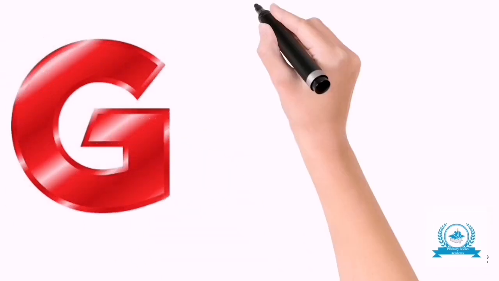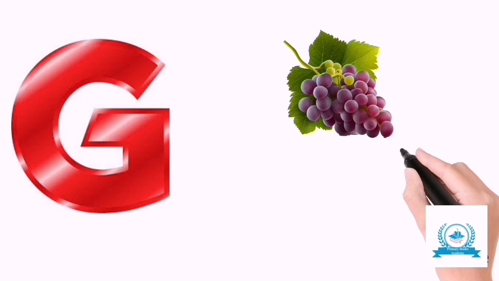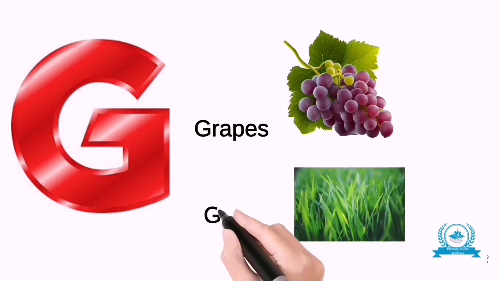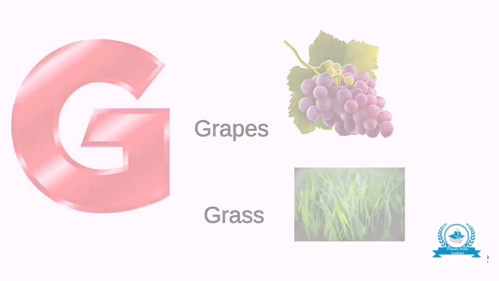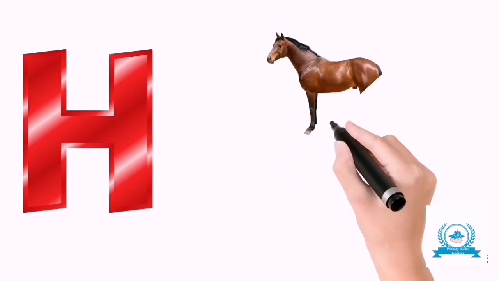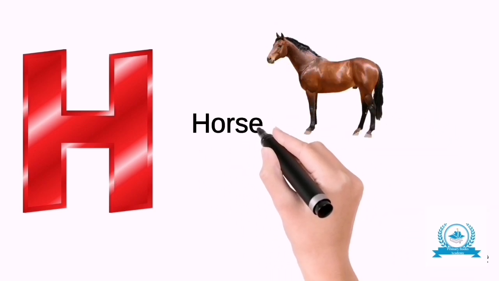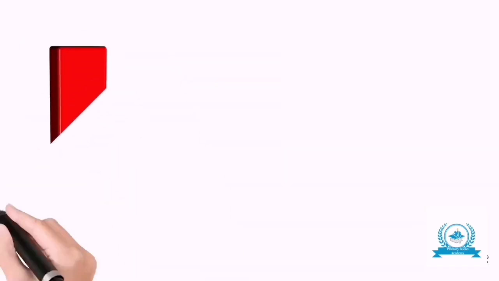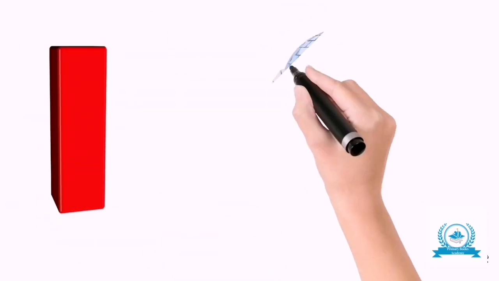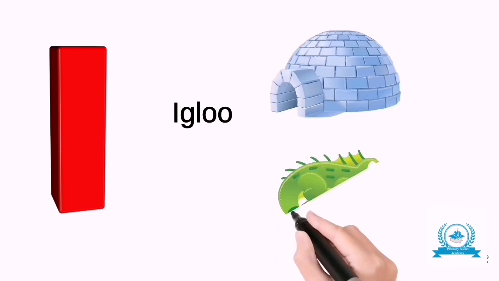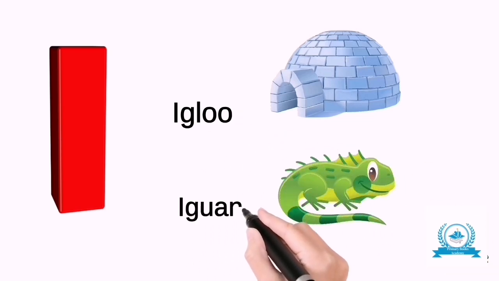G for grapes. G for grass. H for horse. H for hen. I for igloo. I for iguana.